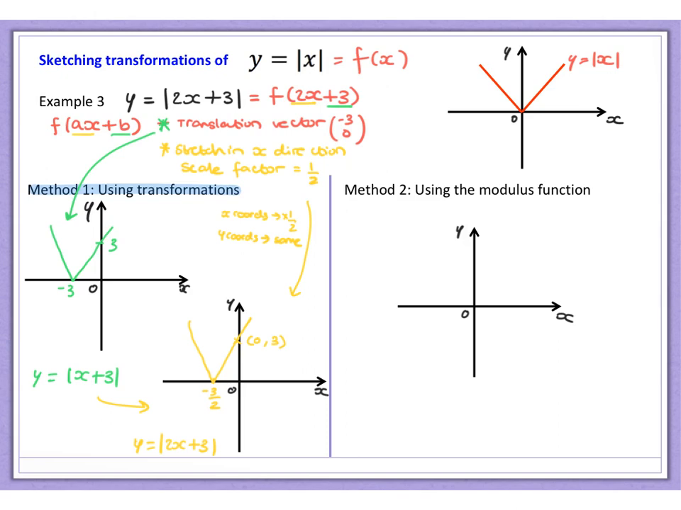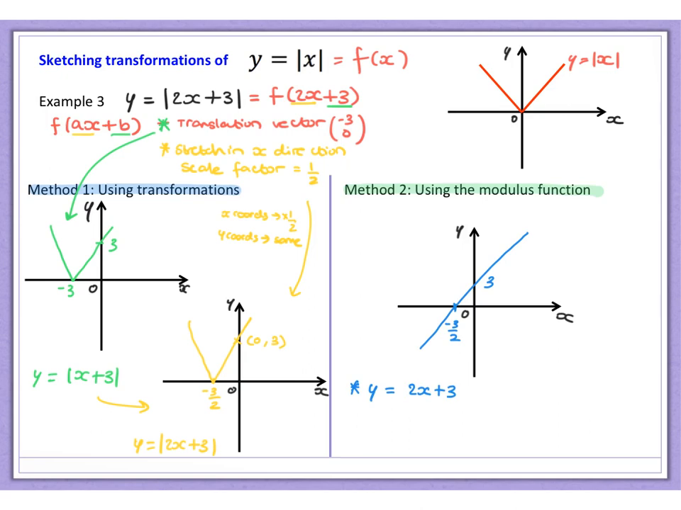So let's approach this with method 2 now, where we just use the idea of the modulus function. So I'm going to start by sketching y equals 2x plus 3. Now y equals 2x plus 3 will look like this. Straight line with a y-intercept of 3. And of course it's going to have an x-intercept of negative 3 over 2, which we can work out very easily.